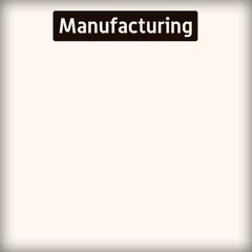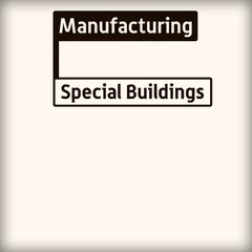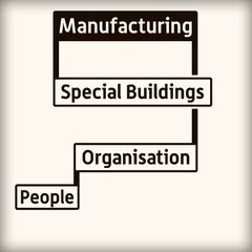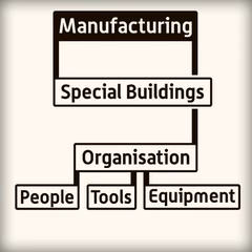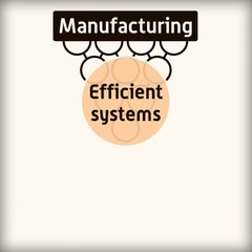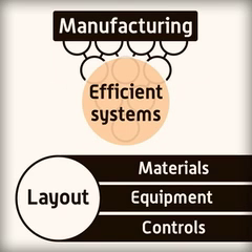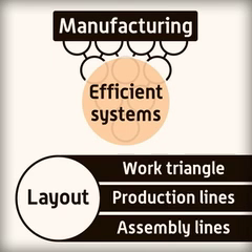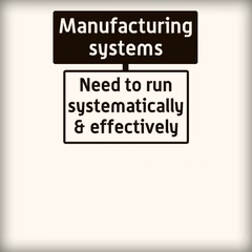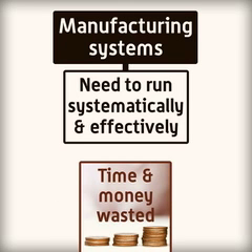Manufacturing is a system that requires special buildings or places of work, organisation of people, and organisation of tools and equipment. It allows efficient systems to be created from the layout of materials, equipment, and controls. For example, the work triangle, production lines, and assembly lines. Manufacturing systems need to run systematically and effectively, otherwise time and money will be wasted.